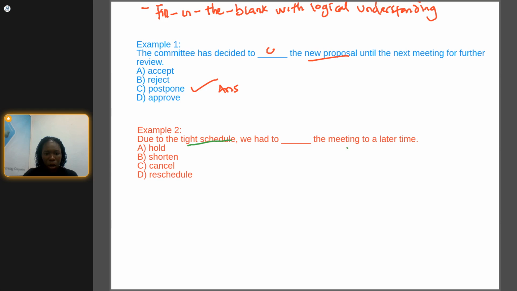If you have to hold, it means you maintain it as it is, and nothing has changed. If you have to shorten, it means you make it shorter. If you cancel it, it means you call it off completely. But if you reschedule, it means you change the time or the date to a new one. So if we think logically, rescheduling is the most appropriate. So reschedule is our answer, and option D is our answer. Due to the tight schedule, we had to reschedule the meeting to a later time.